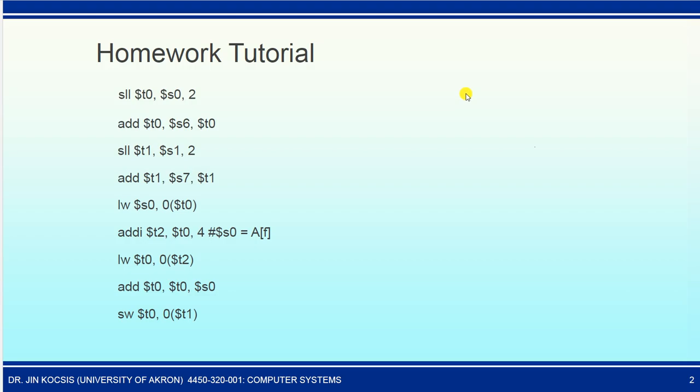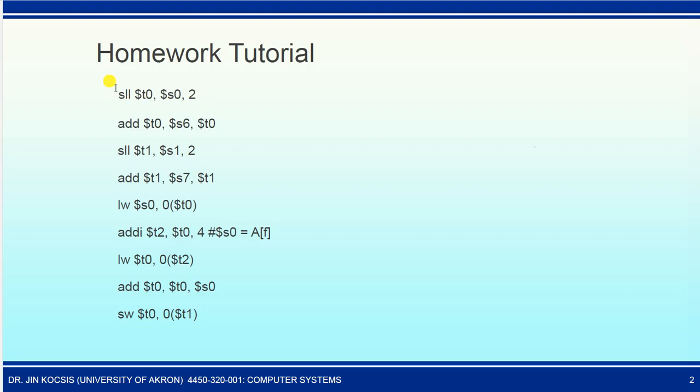I will not provide a one-by-one explanation in detail because this is the homework, but I will provide a sufficient explanation. Hopefully, it will help you to solve the questions. What I want to say is the first and the second instruction together will provide you the calculation of the memory address of a certain element of the array.